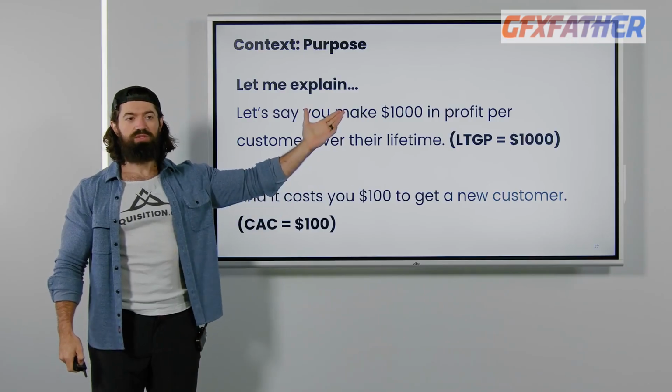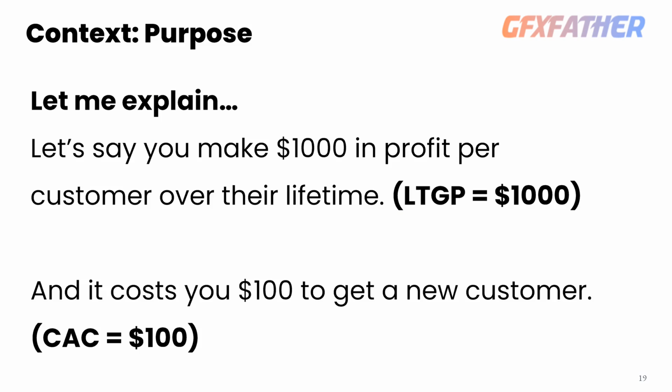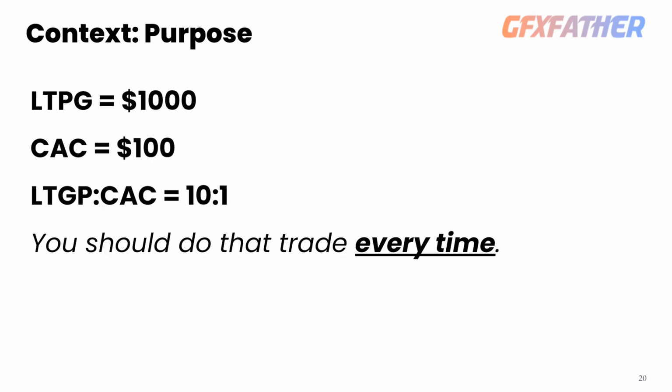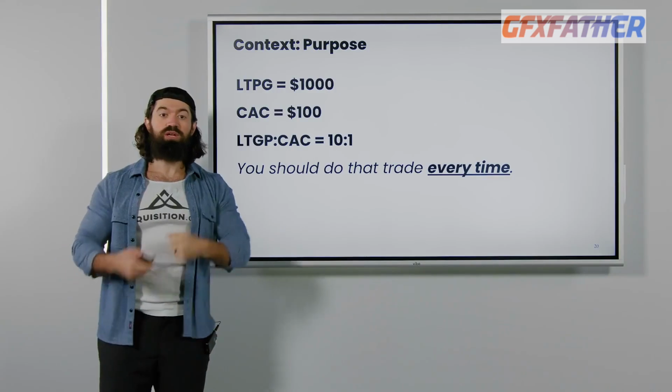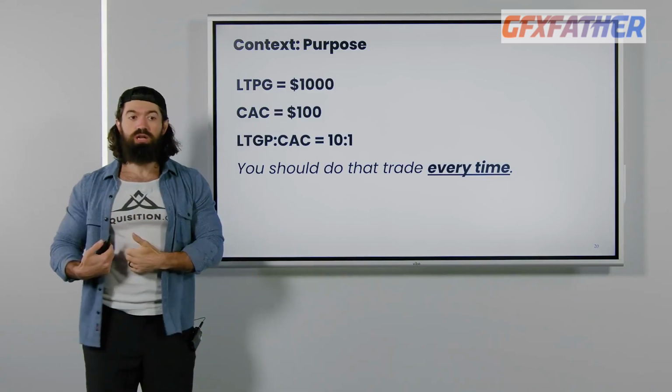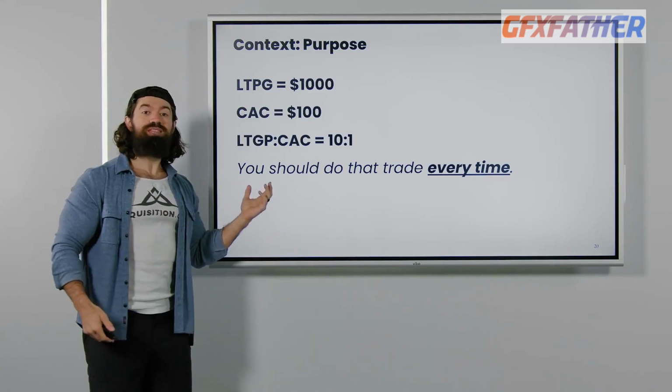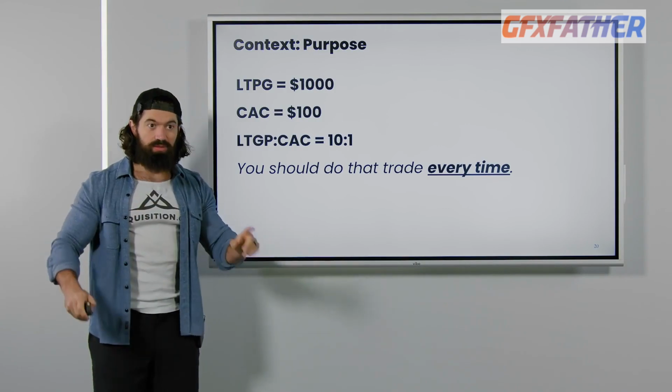And so let me explain how this works. Let's say you make $1,000 in profit per customer over the lifetime. So this would be a lifetime gross profit of $1,000. And it costs you $100 to get a customer. That's CAC, cost to acquire a customer. So LTGP is 1,000, CAC's 100, LTGP to CAC, which is a ratio, is 10 to 1, which means for every dollar you put in, you get $10 back out. Now you should make that trade every time.